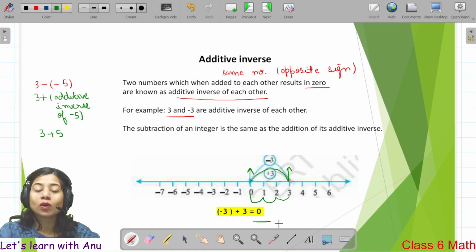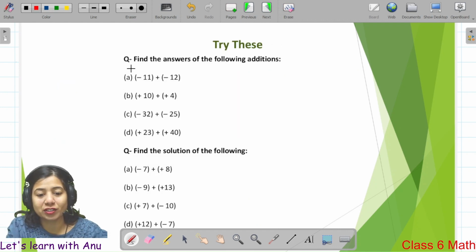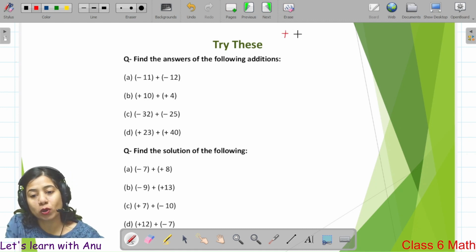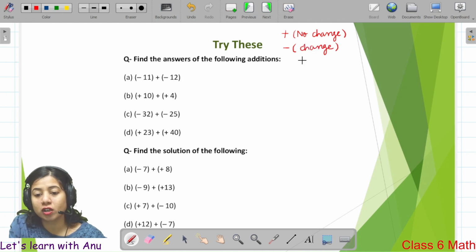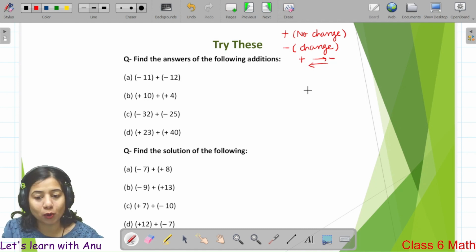Let's move ahead and try these questions of the NCERT book. Let's solve the first question. Find the answers of the following additions. Before that, I'll quickly write the rules here. If outside the bracket the sign is positive, then there'll be no change. And if outside the bracket we have a negative sign, then the sign will change. It will revert. Positive will change into negative, negative will change into positive sign.